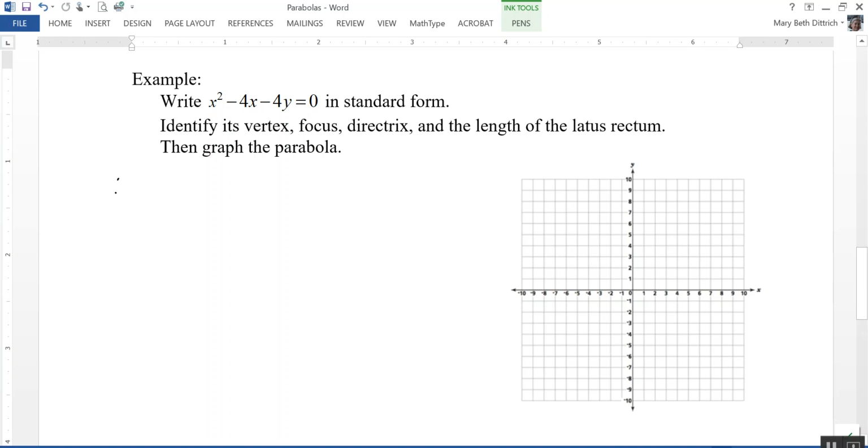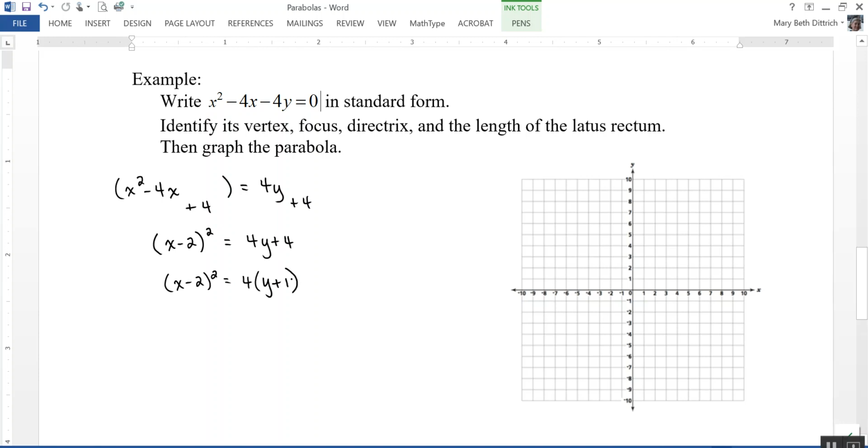Let's go ahead and complete the square here. So x squared minus 4x is equal to, and then let's go ahead and move the 4y to the other side. And completing the square, I'll add 4, and I need to add 4 to the other side as well. This factors into (x minus 2) squared equals 4y plus 4, but let's go ahead and factor a 4 out of that. So (x minus 2) squared equals 4 times (y plus 1).